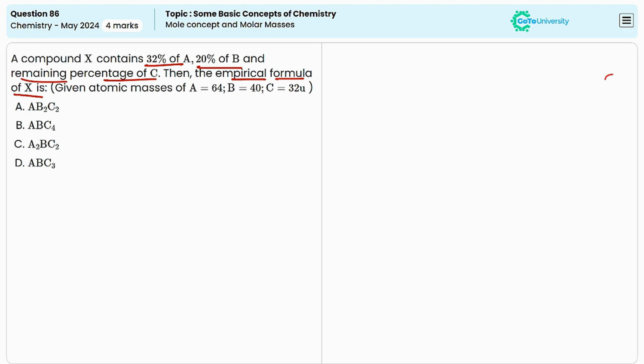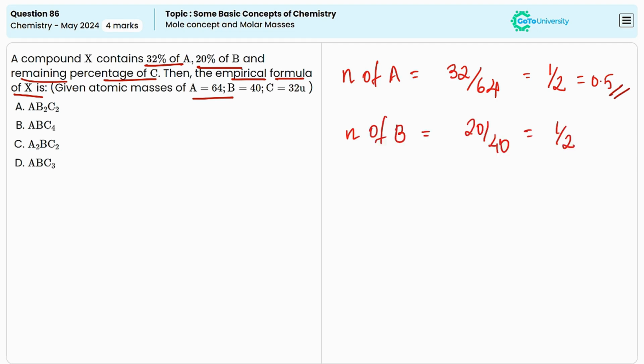Number of moles of A can be written as the percentage of A divided by its molar mass. The molar mass of A is given as 64. So we can write the number of moles that is equal to 32 divided by 64. It will be equal to 0.5. Similarly, the number of moles of B will be equal to their percentage, that is 20 divided by its molar mass 40. It will be again equal to 0.5.